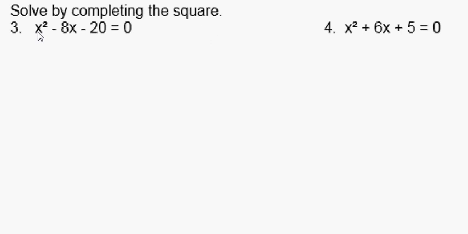I'm going to start with an example. I'll take the first problem on the practice test. To complete the square, I need to have a perfect square on this side. Right now it's not, so I'm going to get rid of that 20 before I build a perfect square. I'll do that by adding 20 to both sides.